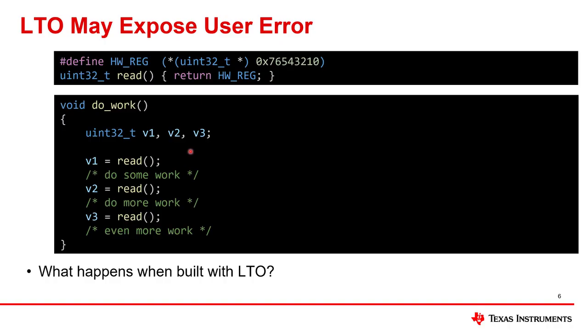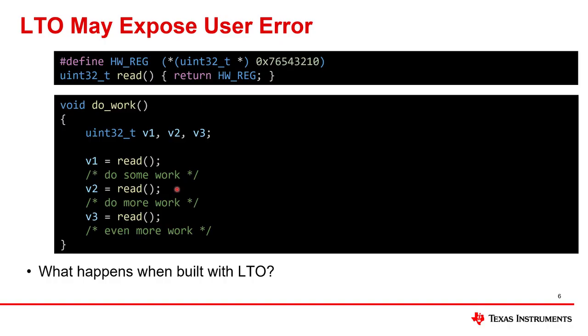Now, let's assume that code like this is now built with LTO. You can tell by the tone of my voice that something goes wrong at that point. Well, what goes wrong? Well, what can happen is that the function read gets inlined into doWork, so it gets inlined these 3 times. It's not a function call anymore. It's just reading a memory location 3 times, okay?